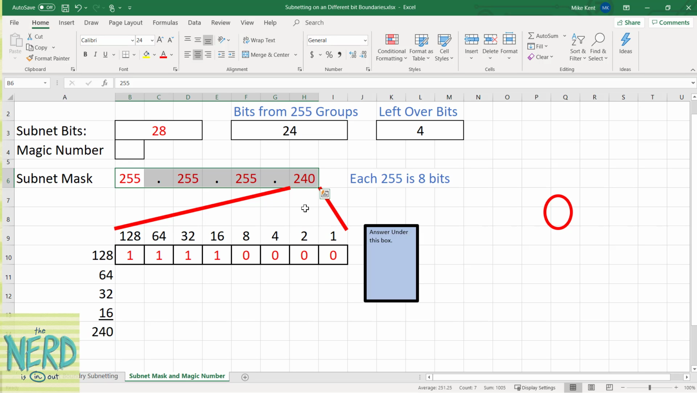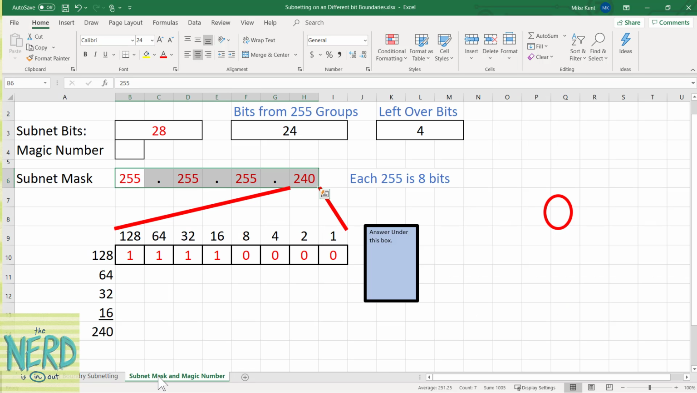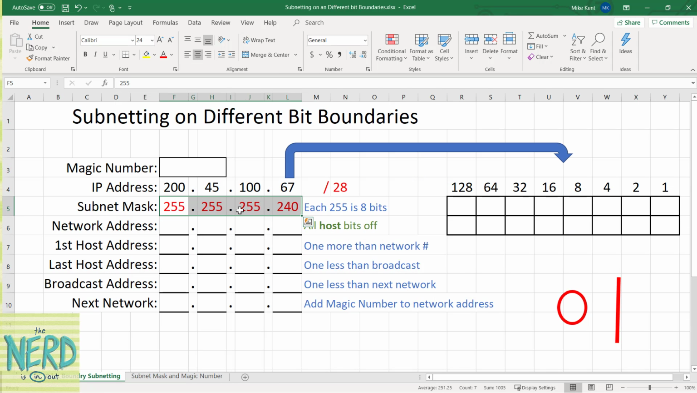Now, a lot of times in a networking problem, they will give you the subnet mask. They will just give you 255.255.255.240. So if I'm given the subnet mask here, then I don't have to go through converting the /28 to the subnet mask, but that's how we do it. It adds up to 240. Now the other thing, in this technique of subnetting, we're going to use what's known as the magic number technique for subnetting.